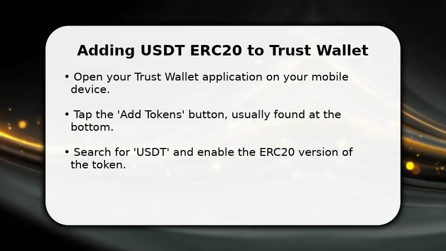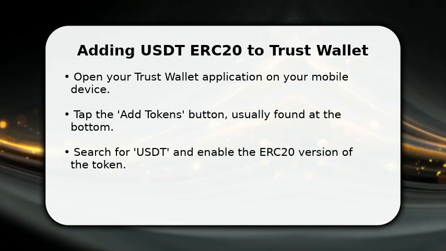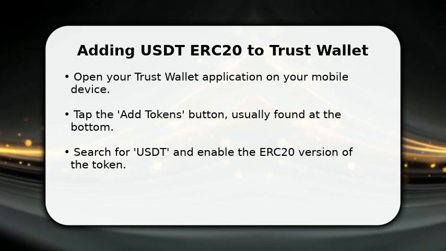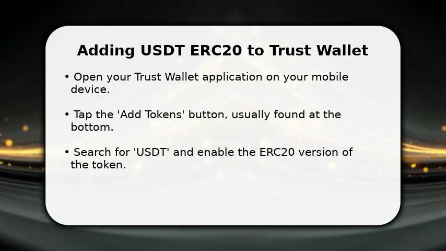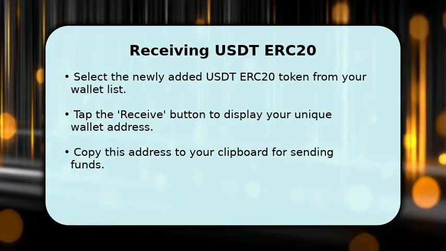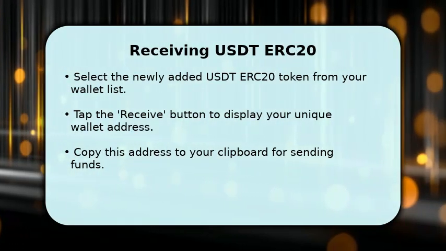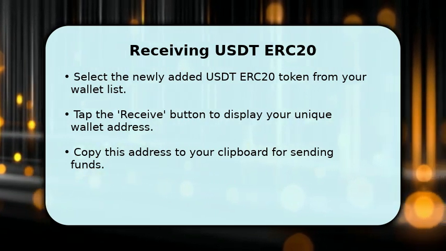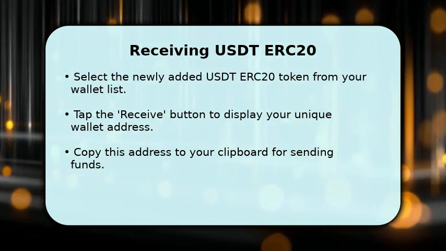Make sure to enable the ERC20 version of Tether, as there are several different network options available. This ensures you're adding the correct token to your wallet. Now that you have USDT ERC20 enabled, let's get your receiving address. From your main wallet screen, tap on the USDT ERC20 token you just added.